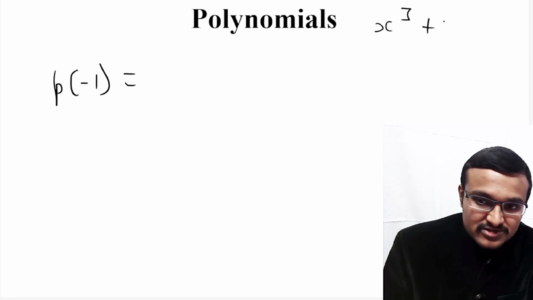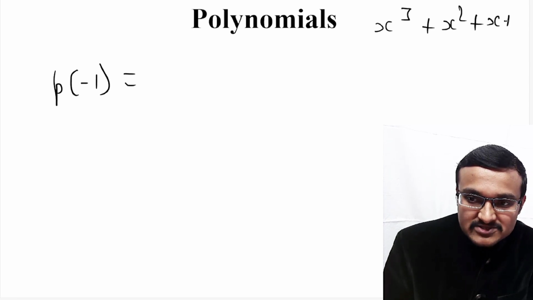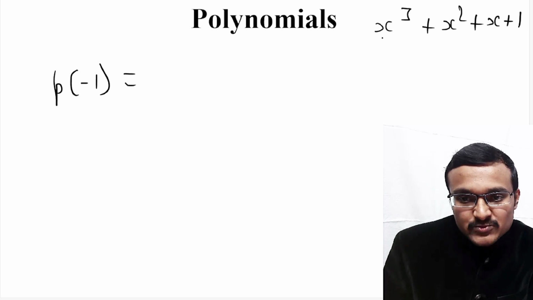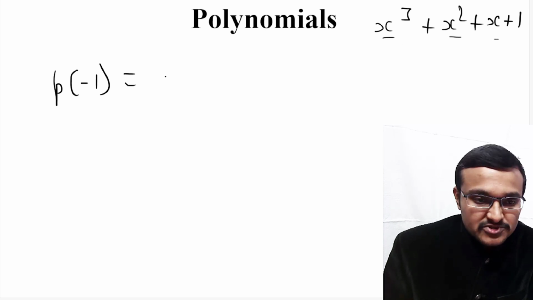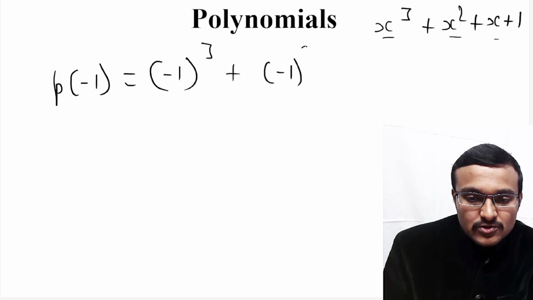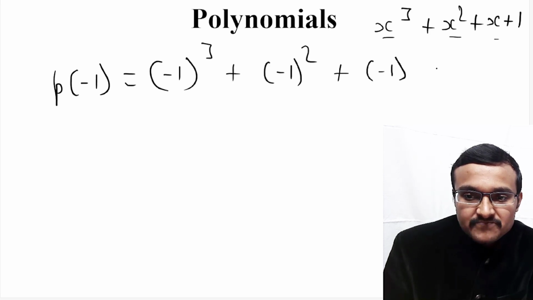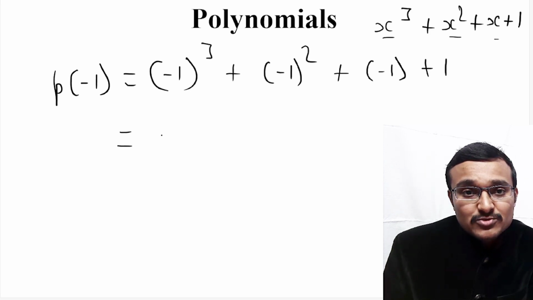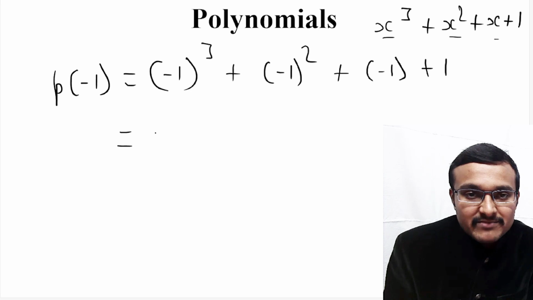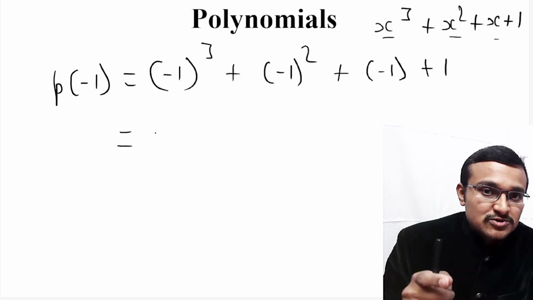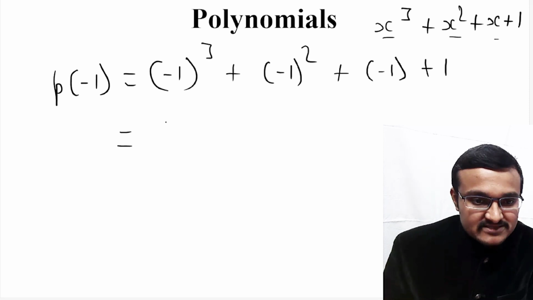The polynomial is x cube plus x square plus x plus 1. I am just writing this polynomial once again. So p of minus 1: this minus 1 you have to substitute in the x position. So minus 1 whole cube plus minus 1 whole square plus minus 1 plus 1. Here minus 1 whole cube means minus into minus into minus, 3 times you have to multiply minus. When you do 3 times multiplication of minus, you will get minus only, because minus into minus is plus, plus into minus is minus. So minus 1 cube is minus 1.